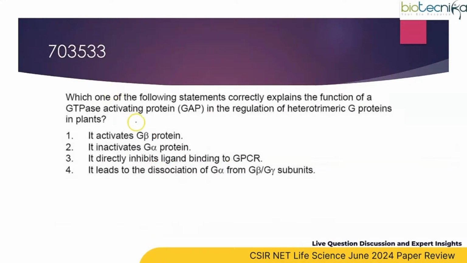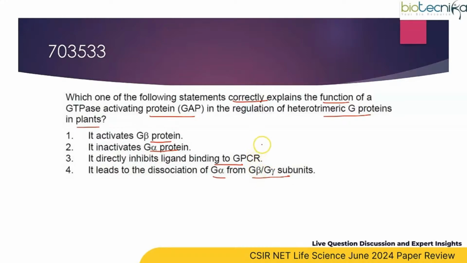Now let's move on to the second question. Again, it's a part B question. Which one of the following statements correctly explains the function of a GTPase activating protein, that is GAP, in the regulation of heterotrimeric G proteins in plants? We have to find what correctly explains. GAP activates the G beta protein, it inactivates the G alpha protein, it directly inhibits ligand binding to GPCRs, or it leads to the dissociation of G alpha from the G beta, G gamma subunits.